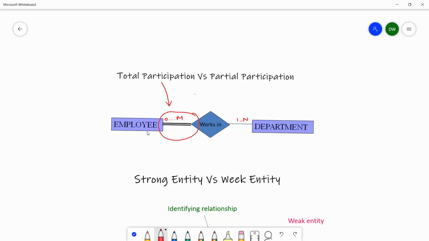There cannot be any employee who does not have a department, right? Who does not have a department.